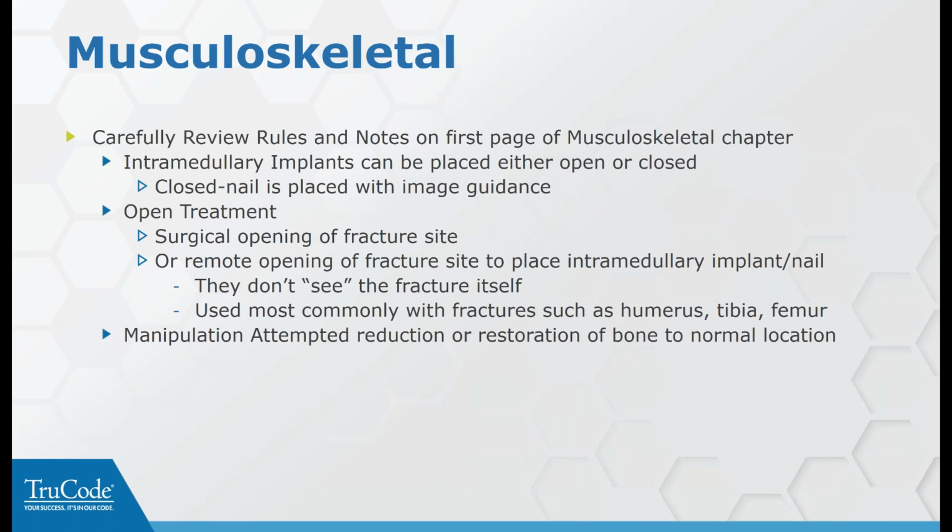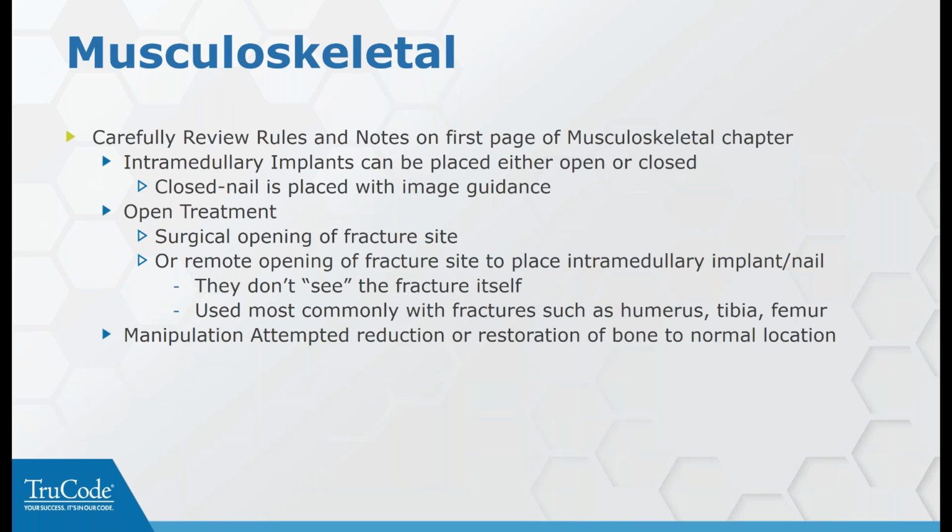From there, let's move over into the musculoskeletal. And again, I'm going to start trying to pick up the pace just a little bit because I've got a lot to give. Remember, you have the handouts for anything I don't get to today. Musculoskeletal, biggest thing is reviewing those rules at the very beginning of the book. What is the difference between an open versus a closed treatment? Please remember you might have an open or closed fracture from a diagnosis perspective, but you're going to need possibly to do an open treatment of a closed fracture if it is necessary. Also, open treatment would include not just surgical openings, but also remote opening of the fracture site to place in the intramedullary implant or nail. Okay, so that's another addition to the open treatment.